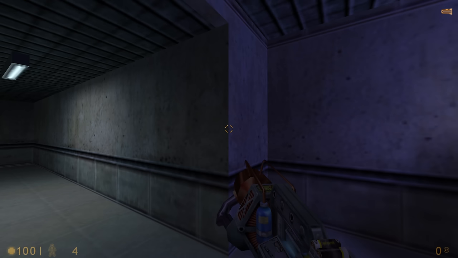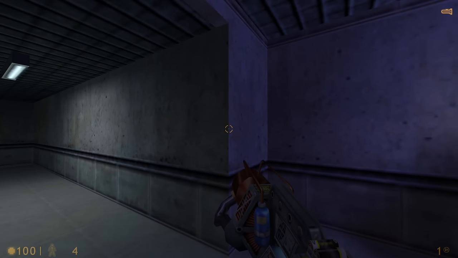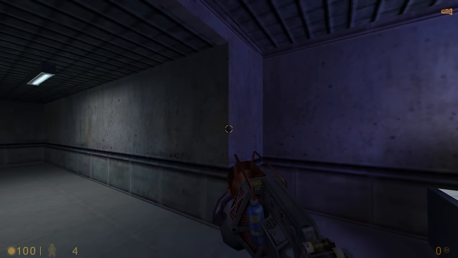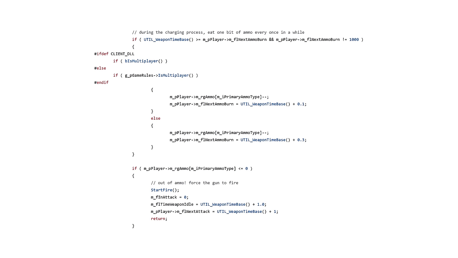If you start a secondary charge while only having one piece of ammo left and hold down the trigger for the entire time, it will take away one more piece of ammo than should be possible, leaving you at -1 ammo. The next time you pick up Gauss ammo, you'll notice that you get 19 instead of 20. The reason this happens is because the code takes away the ammo before it checks to see if it's time to force the shot.